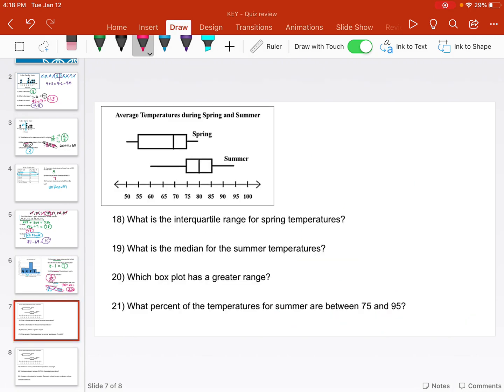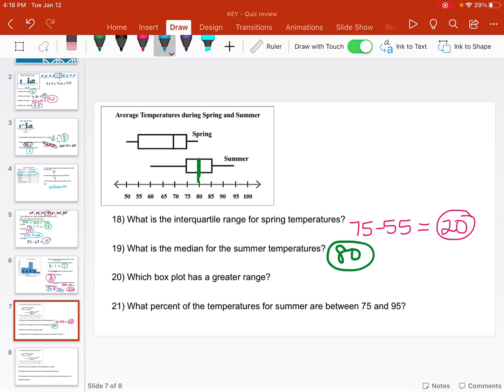All right, looking at this box plot, what is the interquartile range for spring temperatures? Remember, interquartile, think about inner quartile, inside the quartiles. So for spring, I'm talking about right here. So from 55 up to 75, we're going to do 75 minus 55, and we'll get 20 for our IQR, or interquartile range. What is the median for the summer temperatures? Median for summer, median is the middle, so right here in the middle of the box was 80.